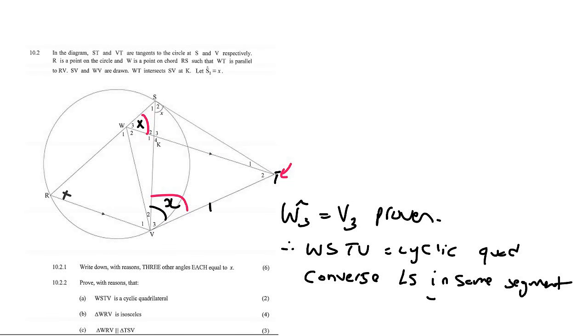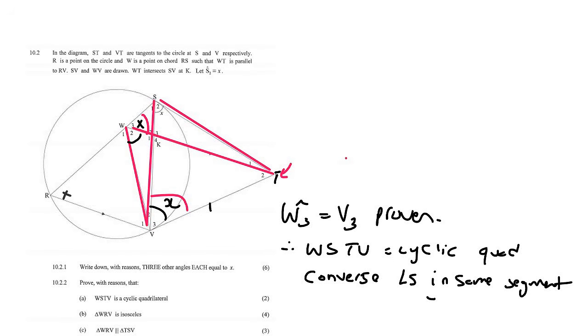The next thing is WRV is isosceles. WRV. So that's this triangle over here. We should also remember from the previous question that we proved that that shape was cyclic. So because it's cyclic, you can use the circle properties. That's what a cyclic quad is. So we could use this bow tie over here, and we could say that angle W2 must be the same as S2. W2 must be the same as S2 because of angles in same segment.